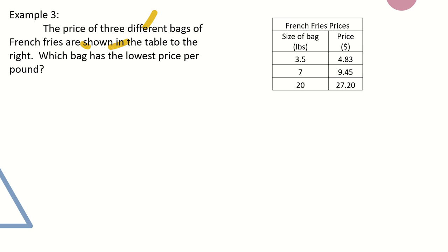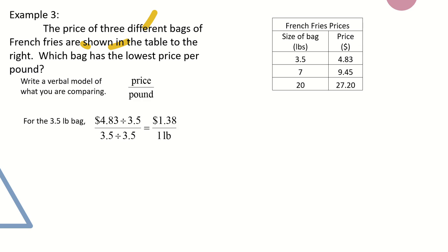The price of 3 different bags of French fries are shown in the table. Which bag has the lowest price? So again, here goes my unit rate for each one. I would just simply go $4.83 divided by 3.5. And again, that would tell me how much it costs per pound for each bag of fries. On the first option, it would be $1.38 because I took $4.83 and divided it by 3.5.